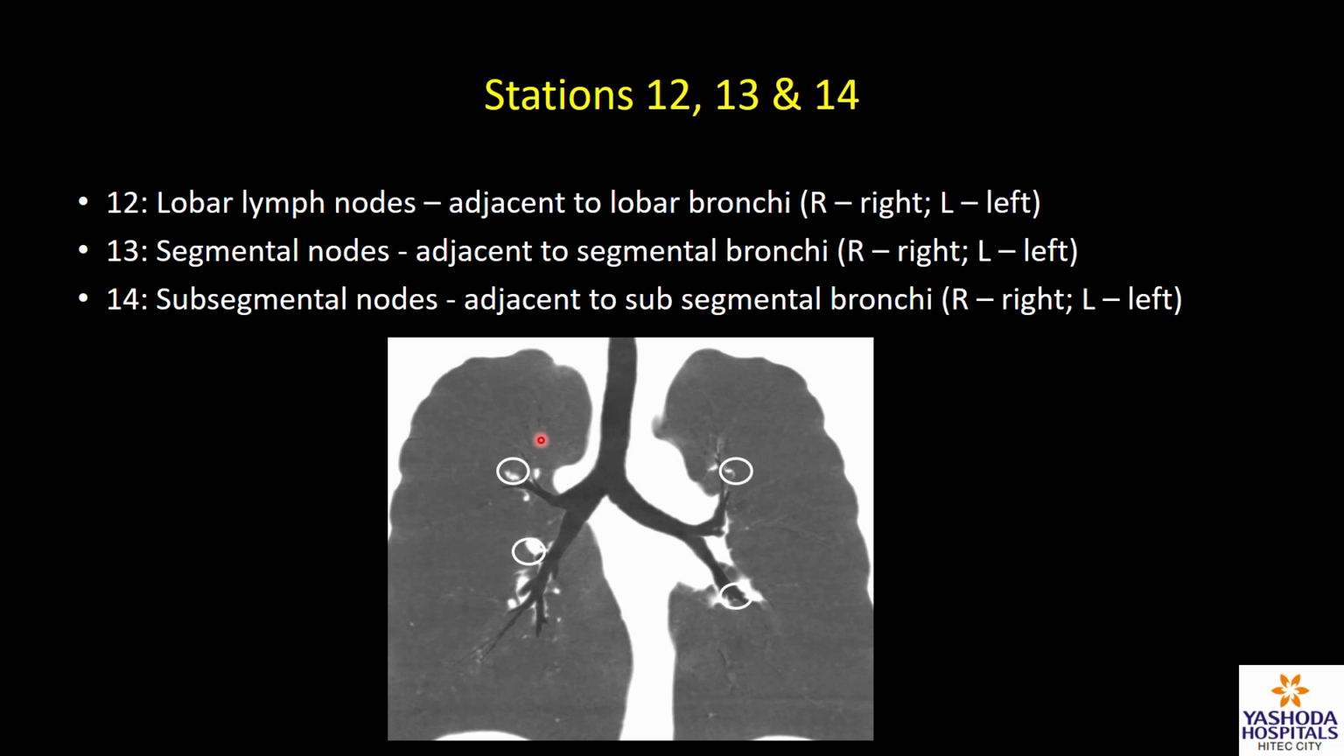Now station 12, 13 and 14 are slightly difficult to image at CT or other modalities unless you look carefully at them. Most often they are made out at pathological sampling and post-operative specimen examinations. So you have the 12, which are the lobar lymph nodes, adjacent to the lobar bronchi. Then the 13 segmental nodes adjacent to the segmental bronchi, and 14 subsegmental nodes adjacent to the subsegmental bronchi.